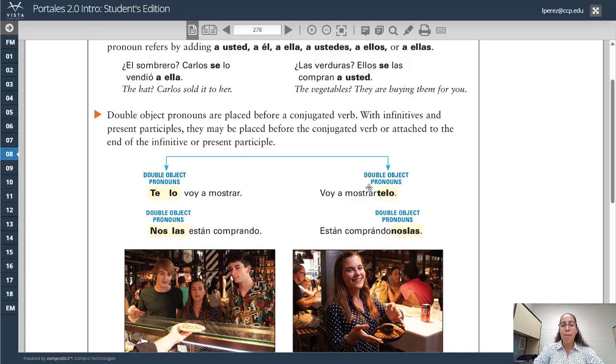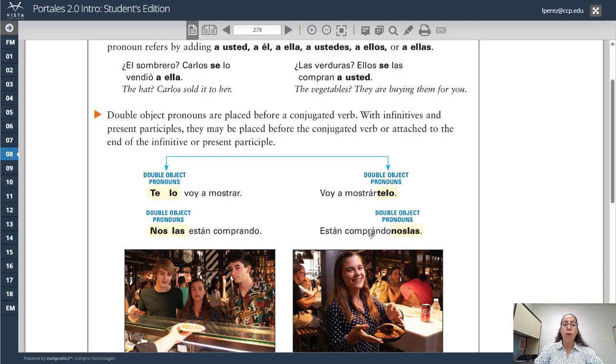Uno, dos, tres, count backwards, and boom. That's where you land your accent. Nos las están comprando. Están comprándonoslas. This is the only time counting backwards to 3 doesn't work because your participle has 2 different vowels. So in this case, you would actually have to count back 4.